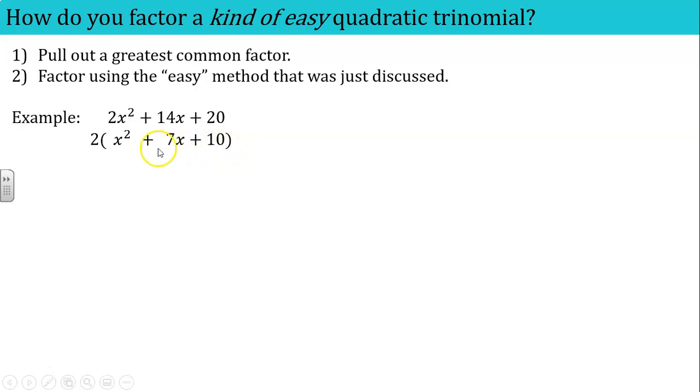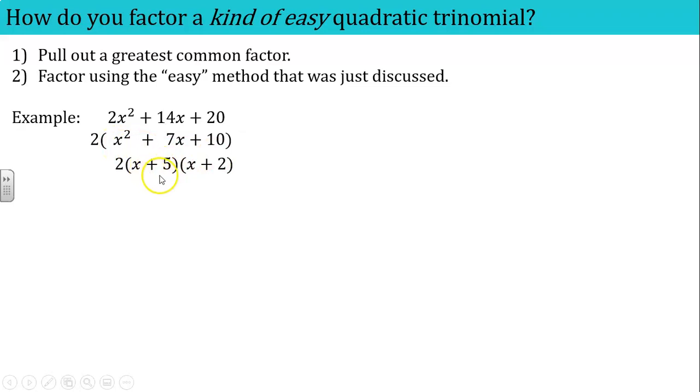Either way, you'll notice that inside the parentheses, we are left with an easy to factor trinomial, right? Originally, we had this annoying 2 here, but now that I've pulled out that greatest common factor, the quadratic that I'm left with inside the parentheses is easy. You do still have to keep factoring it though.